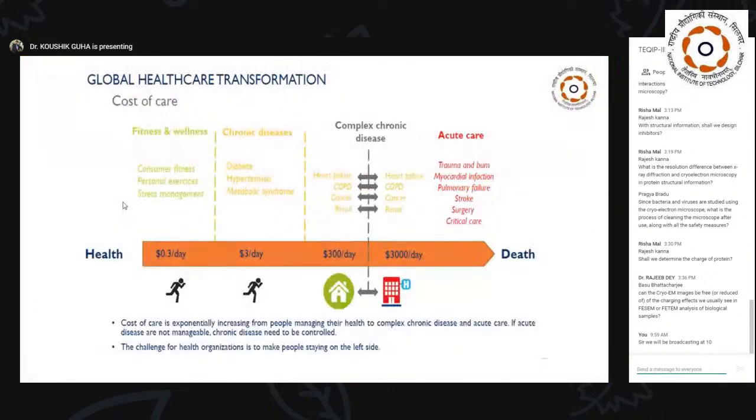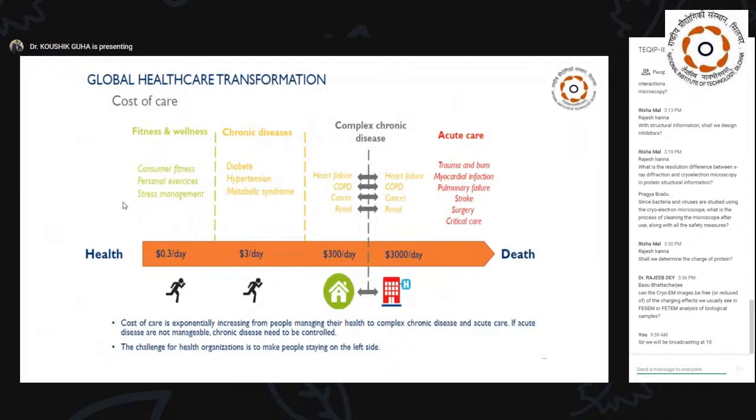First, let me start with some statistics for our healthcare sector. You can see in the slide the global healthcare transformation. There is some health expenditure part. You can see the expenditure part D. The whole band is divided into four categories.